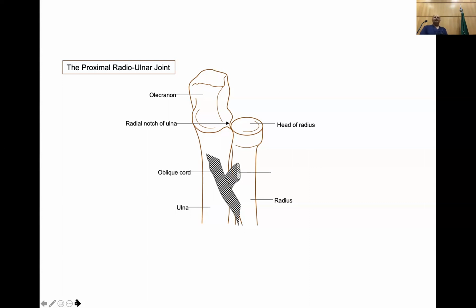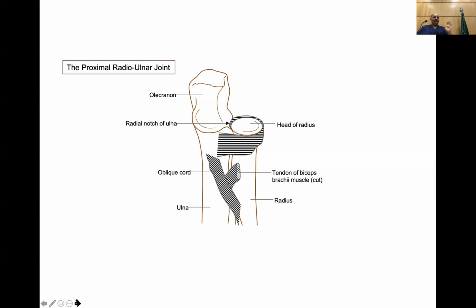These are the extensions. Now, we have an extension which wraps around. It starts from the ulna, wraps over the head of the radius and comes back to the ulna. So it is basically hugging it, keeping it close.